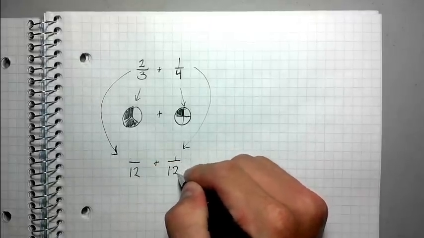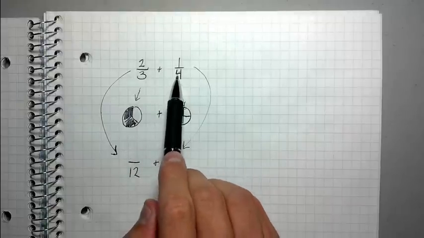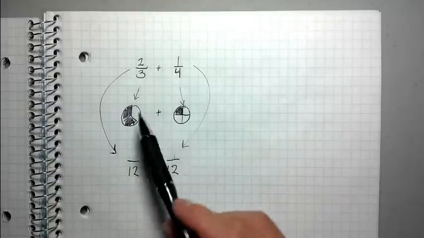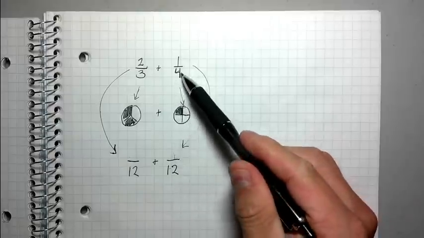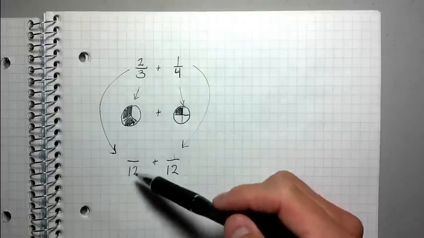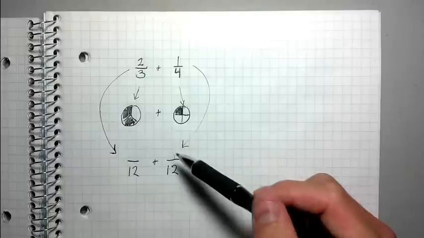I can put a 12 here and a 12 here, because by multiplying 3 and 4, I've made certain that 3 goes into 12 evenly and 4 goes into 12 evenly. See, because 4 goes into 12 3 times, 3 goes into 12 4 times. So think about that for a second, it'll make sense.